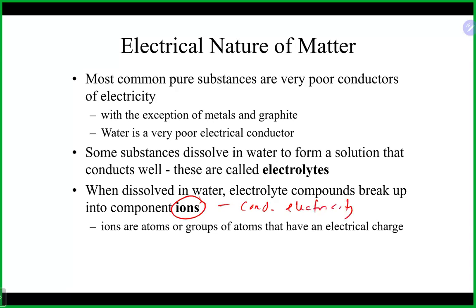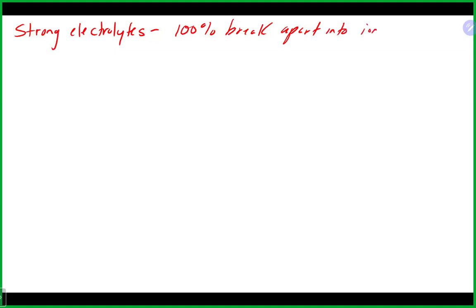Depending on whether you have a lot of ions or not so many ions, you can have different types of electrolytes. So let's talk a little about the different types of electrolytes. There are what are referred to as strong electrolytes. When we have a strong electrolyte, it will 100% break apart into ions. So when you have a strong electrolyte solution, you pretty much have only ions in that solution.